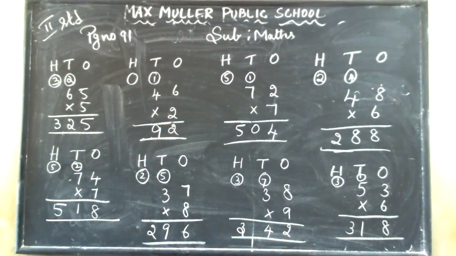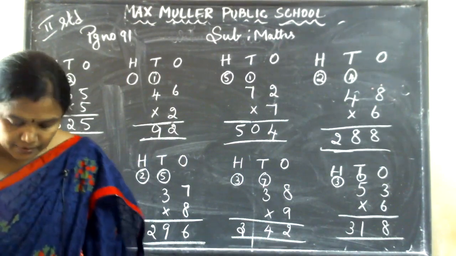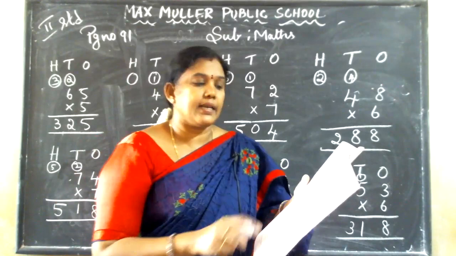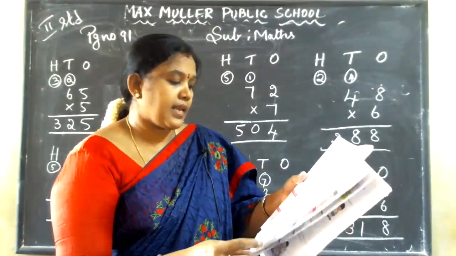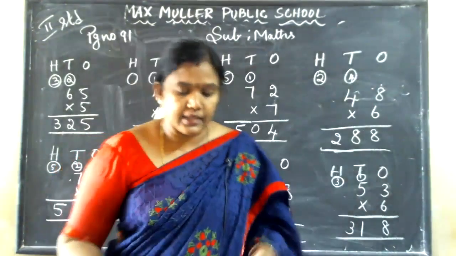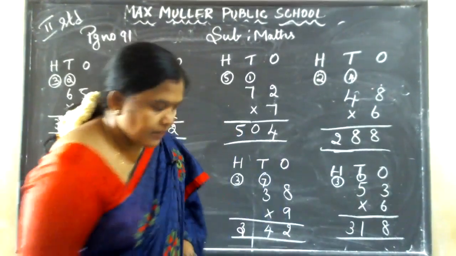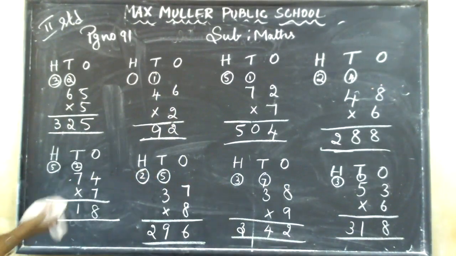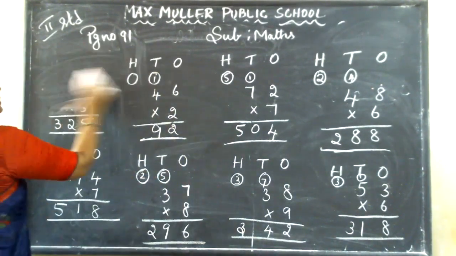Now we will go to multiplication of a 3-digit number by a 1-digit number, with carrying. Now we are doing sums. This is an example. Example sums you don't write in the textbook, children. You write in the rough note. Finish it neatly.